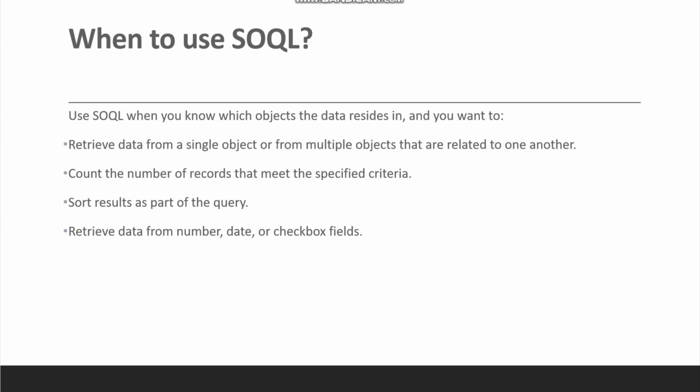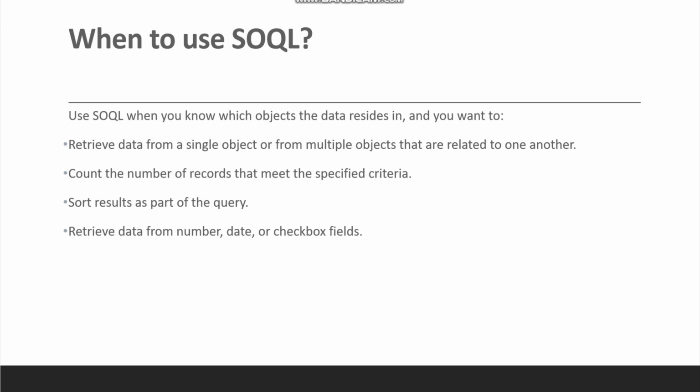Next, let's go on to the points of what the SOQL query does. It retrieves the data from a single object or from multiple objects that are related to one another. Second, it counts the number of records that meet the specified criteria, whether it is 10, 12, or whatever, according to whatever criteria is mentioned. Third, it sorts the results as part of the query, in ascending or descending order.